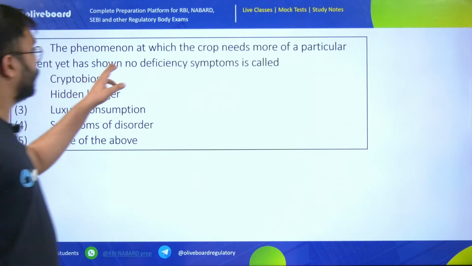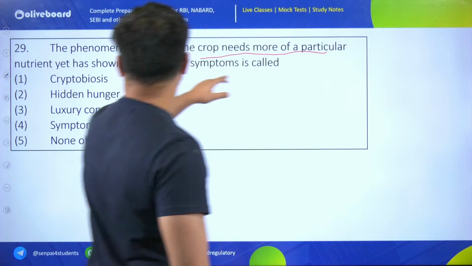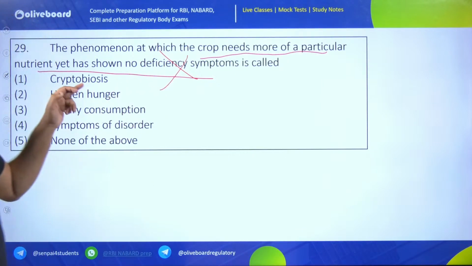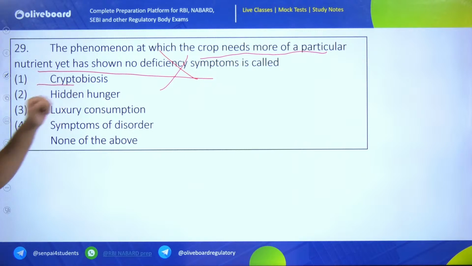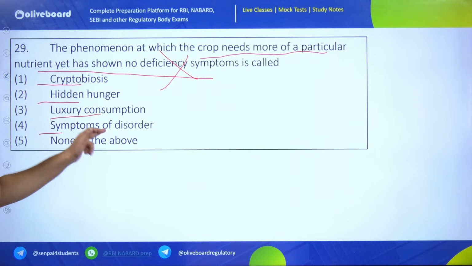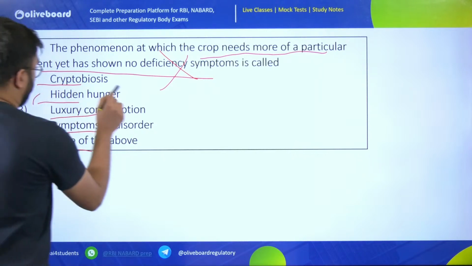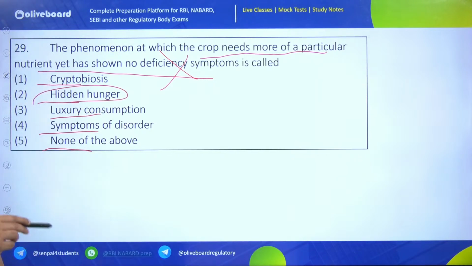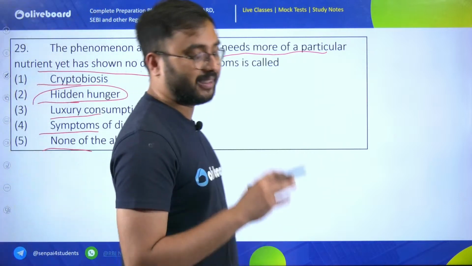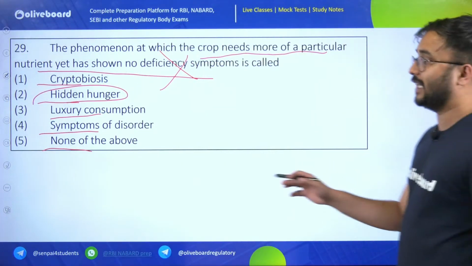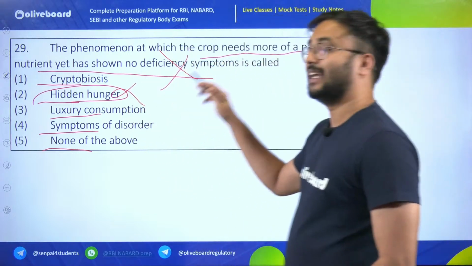The phenomenon at which the crop needs more of a particular nutrient, yet it has shown no deficiency symptom, is called what? Cryptobiosis, hidden hunger, luxury consumption, symptoms of disorder, none of the above. The answer here is hidden hunger. Hidden hunger is when a crop requires a nutrient badly, but still the deficiency symptoms are not shown by that particular crop. It means that its hunger for that nutrient is hidden.